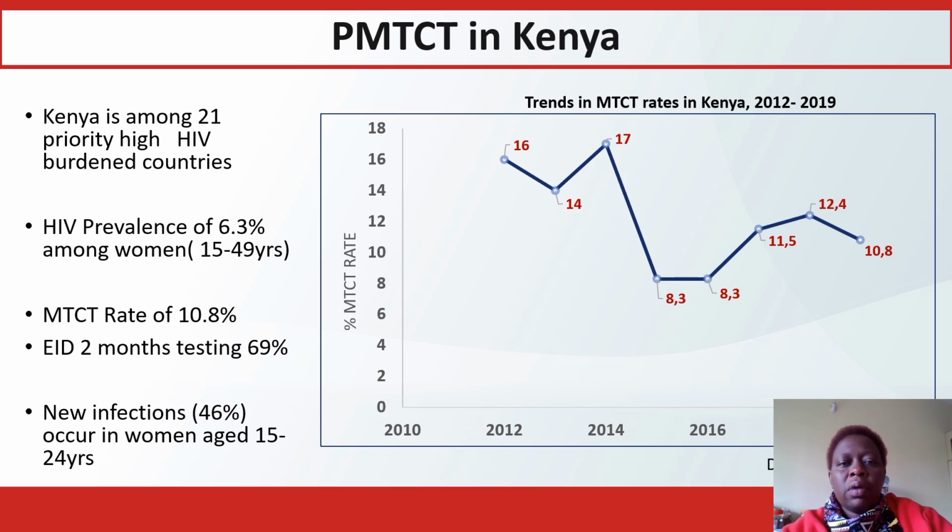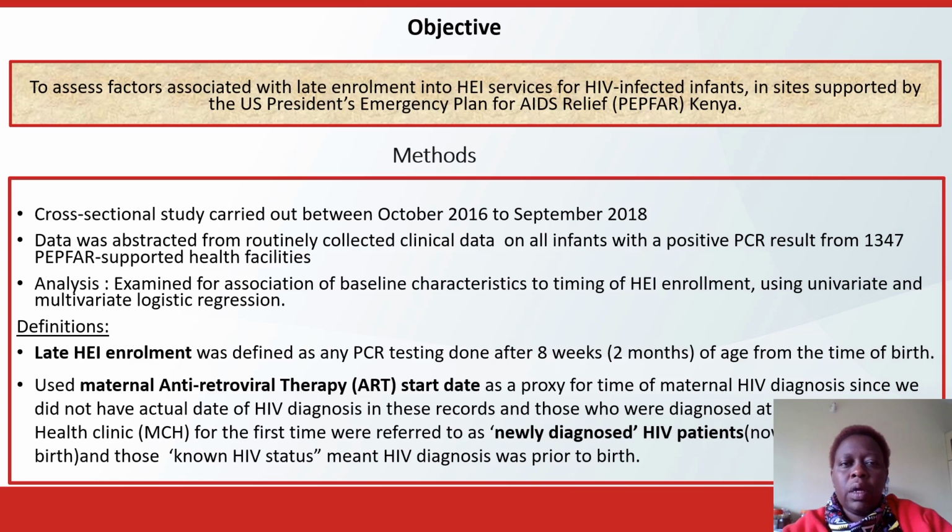Recent studies in Kenya still show that in some areas, 51% of HEIs received their HEI services at some point in their life, but a quarter still failed to receive their first test before 8 weeks of age, and this is contrary to the Kenyan guidelines. We therefore set out to assess the factors associated with late enrollment into HEI services for HIV-infected infants in sites that are supported by PEPFAR.